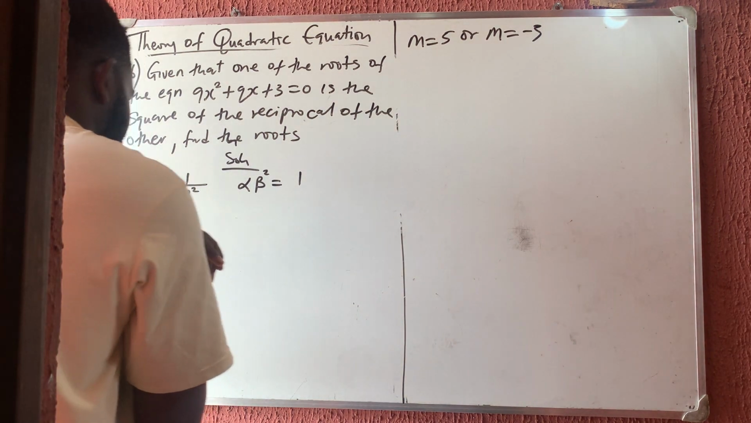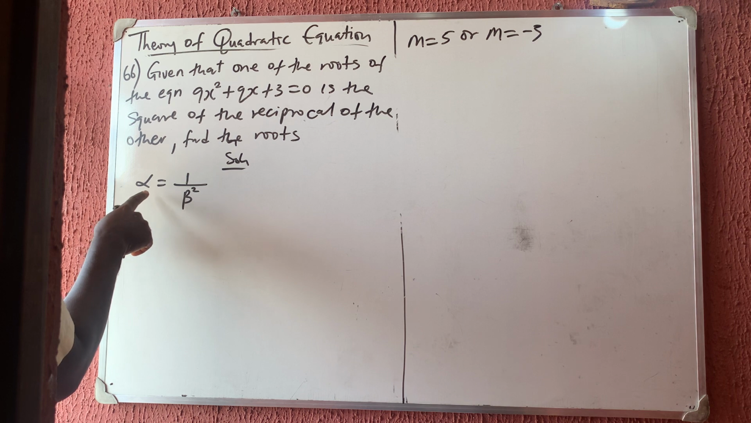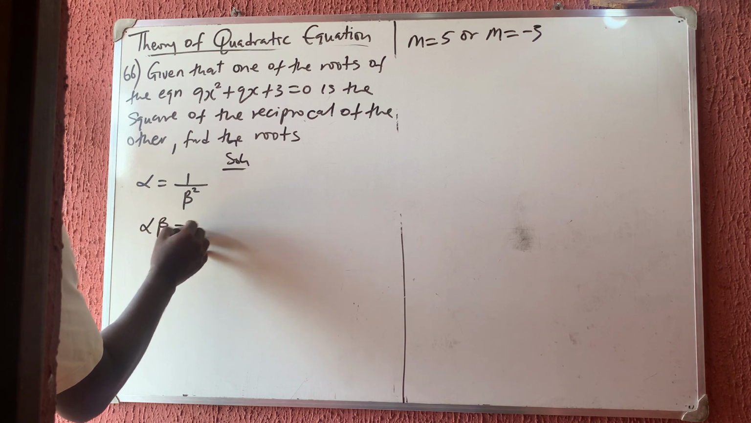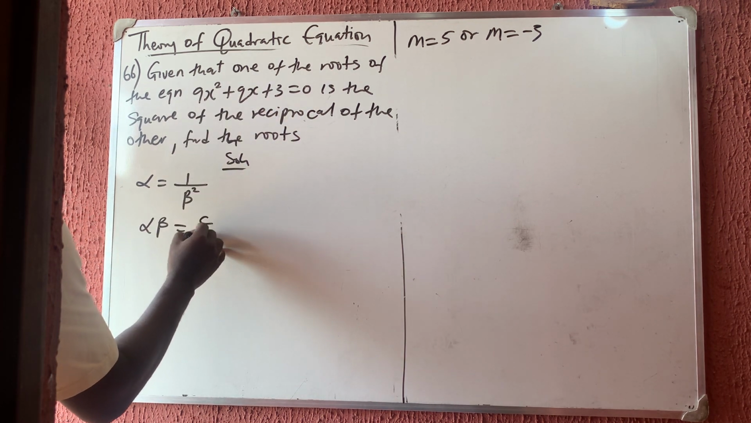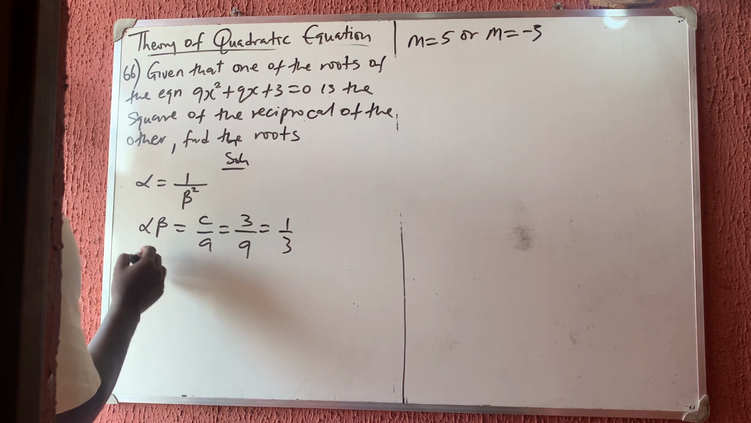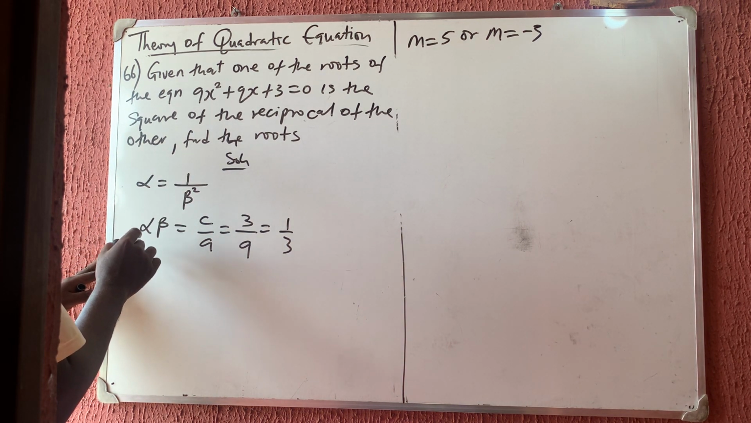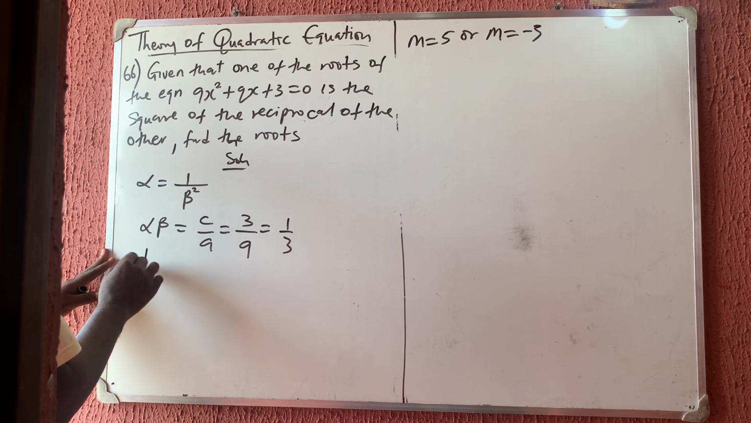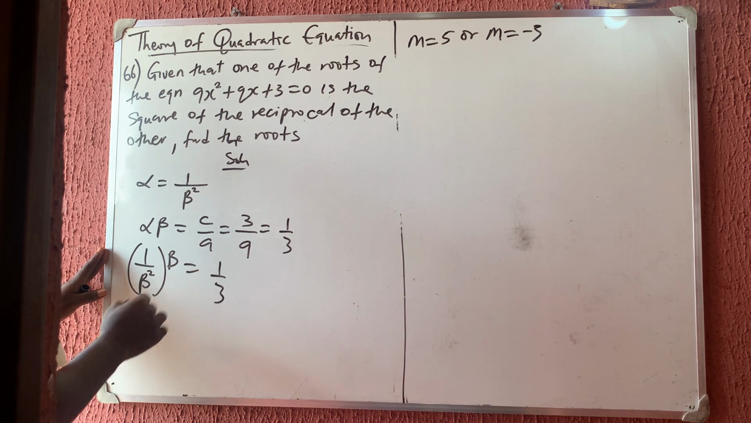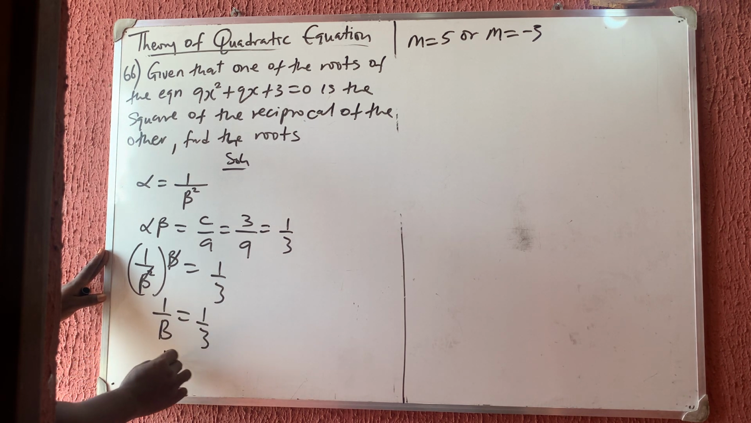Even without that, they gave us that one of the roots is the inverse of the square of the other one. But I know that alpha beta is equal to c over a, which is 3 over 9, which is 1 over 3. So instead of writing alpha, I can put 1 over beta squared, times beta, is equal to 1 over 3. This can cancel one of these to have 1 over beta equal to 1 over 3. So therefore my beta is equal to 3.